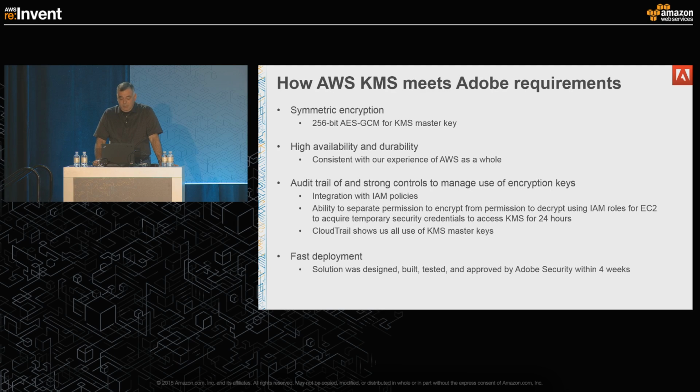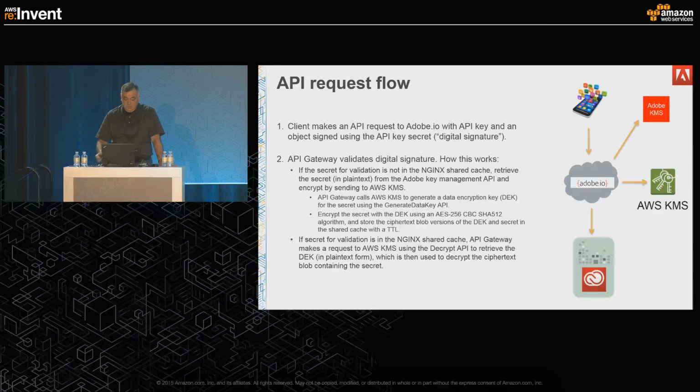So just a few other technical details on our requirements. Of course, we wanted 256-bit encryption. We knew we needed high availability and durability related to the keys, and that was consistent with the experience we've had with AWS as a whole. We needed to show our security teams that we had the right controls and audit trails in place, so that we could go back and see who was using keys. And of course, we needed fast deployment. We had literally about 4 weeks to get this done within that 2-month cycle, because we had to go through various other reviews.